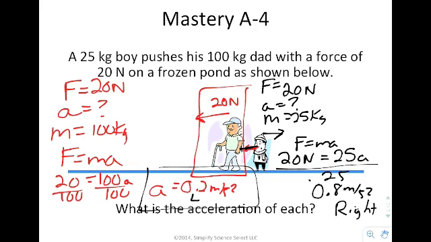So you have 0.8 meters per second squared and 0.2 meters per second squared. So the boy will have much greater acceleration due to the fact that he has a lot lower mass. And they do go in opposite directions. So the boy will end up over here, and the man will end up over here on opposite sides of the frozen pond.